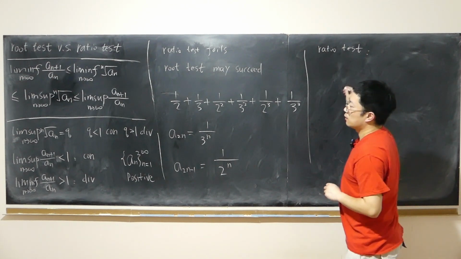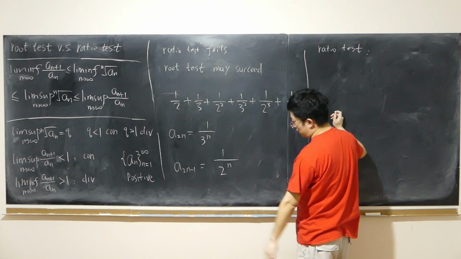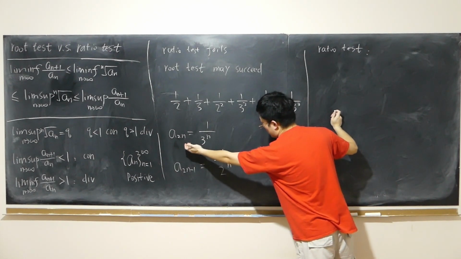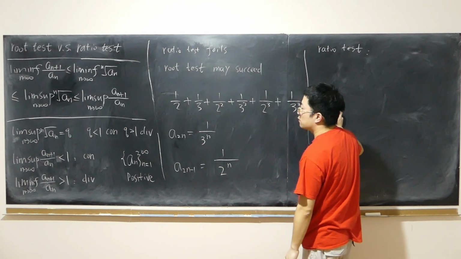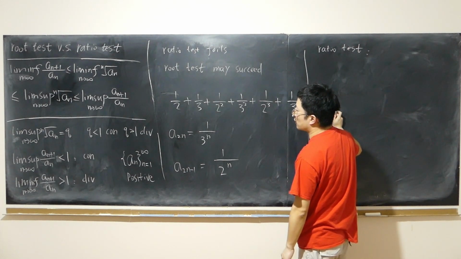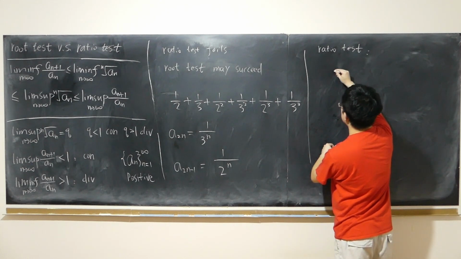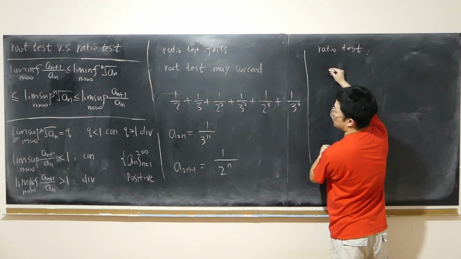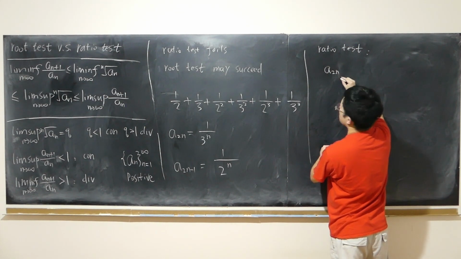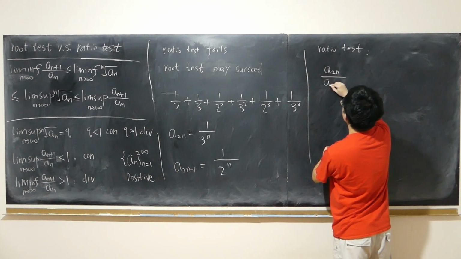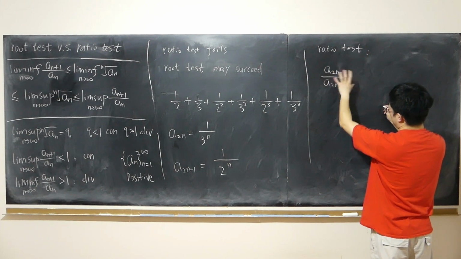So I'm going to use, like I said, this time our general term does not have a limit, because we have two subsequences. They have the same limit, but once we take the ratio, they have different limits. For example, if the ratio was a2n over a2n minus 1, what's this limit?